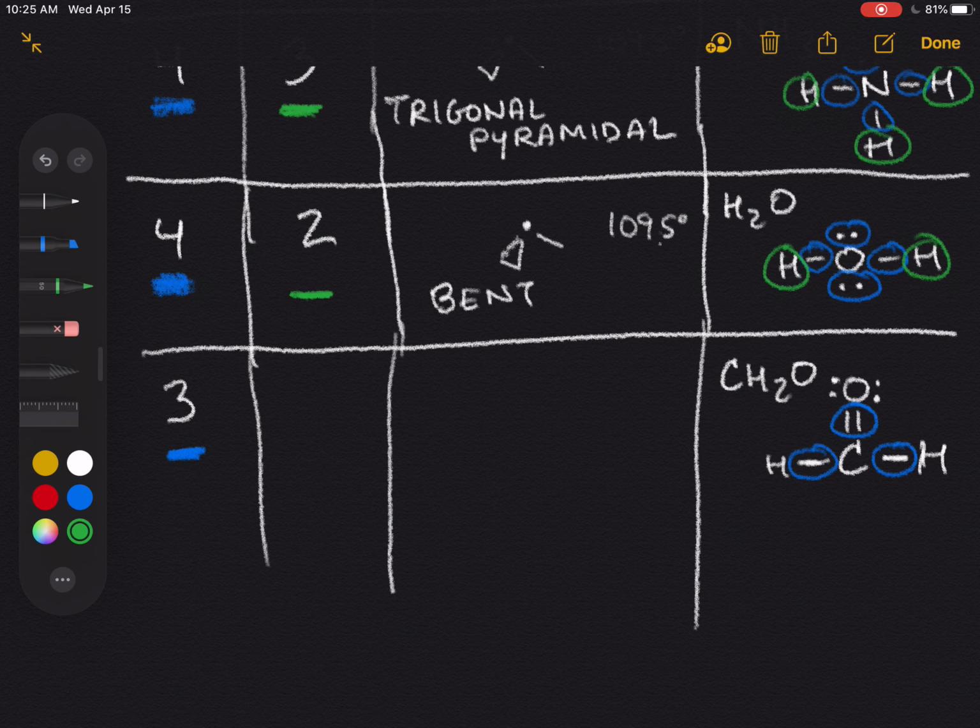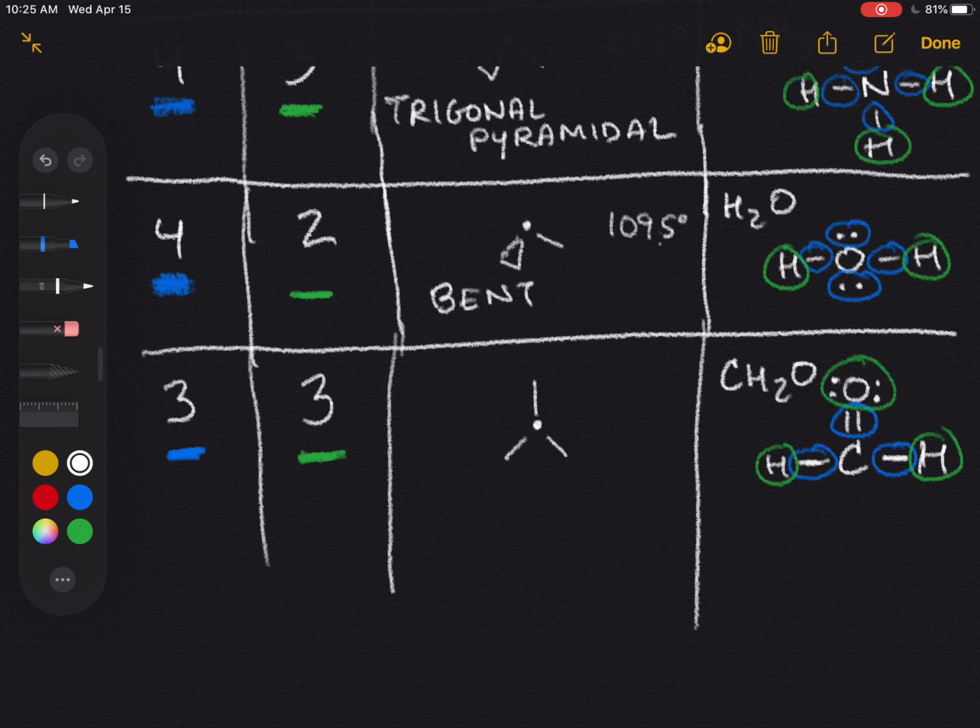How many atoms bonded? Well, around the carbon, we have one, two, three. So we have three electron regions and we have three atoms bonded. Because we only have three regions of electrons, they can spread themselves out a little further than in the tetrahedral arrangement. And so we end up with a flat molecule, with all of these atoms lying in the same plane.